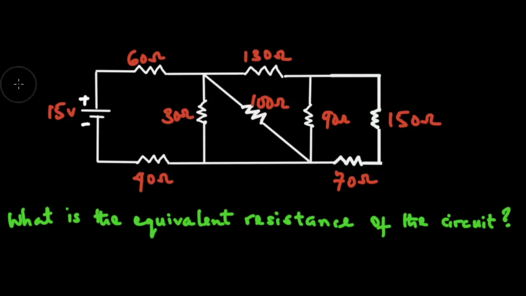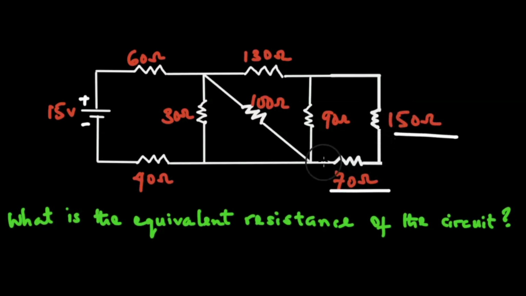Now taking a look at this circuit, how can we best simplify? How can I make this circuit easier for me to find the equivalent resistance? Here I have a 150 ohm resistor, and here I have a 70 ohm resistor. It is very obvious that 150 ohm and 70 ohm are in series.